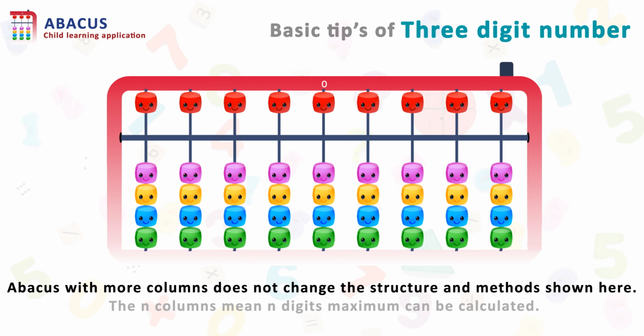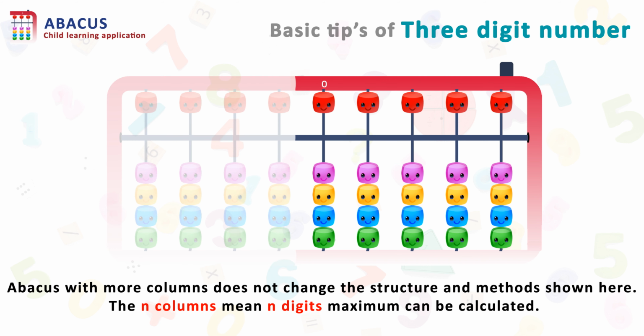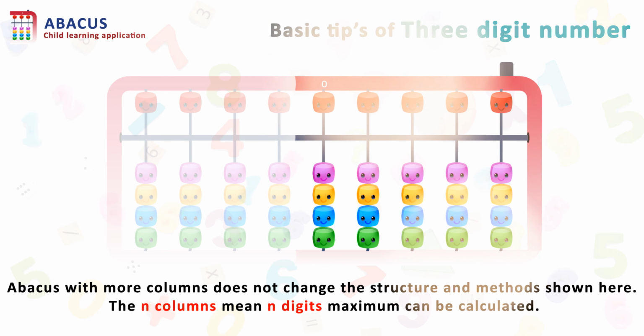An abacus with more columns does not change the structure and method shown here. The n columns means n digits can be calculated at maximum. That means if there are 5 columns, then a maximum of 5 digits can be calculated.